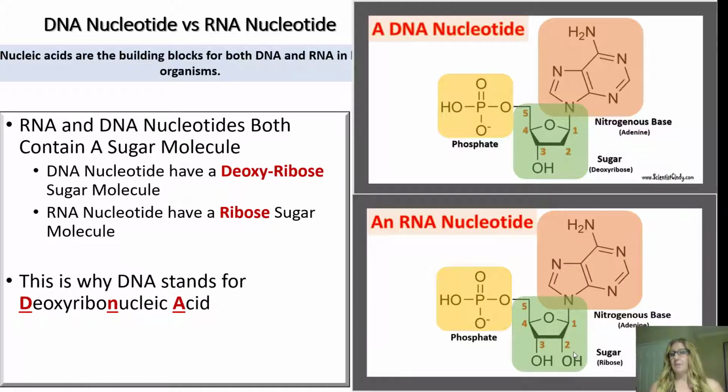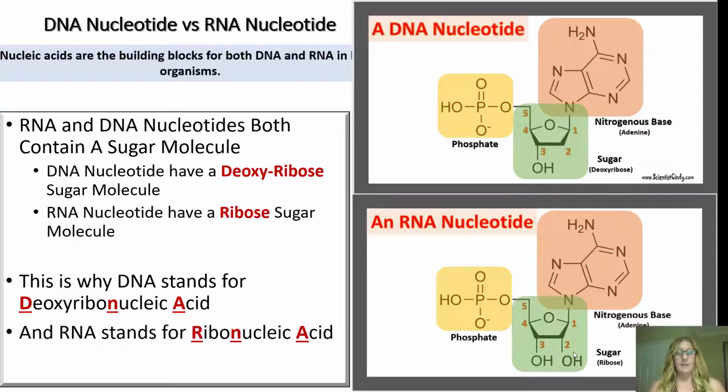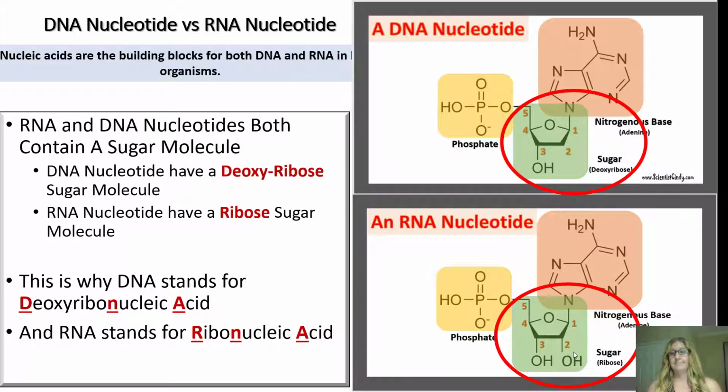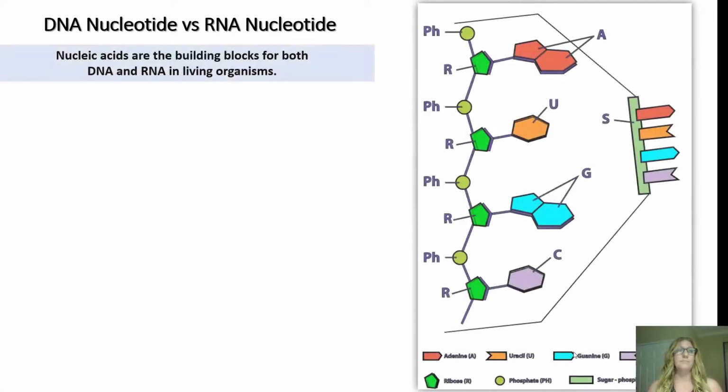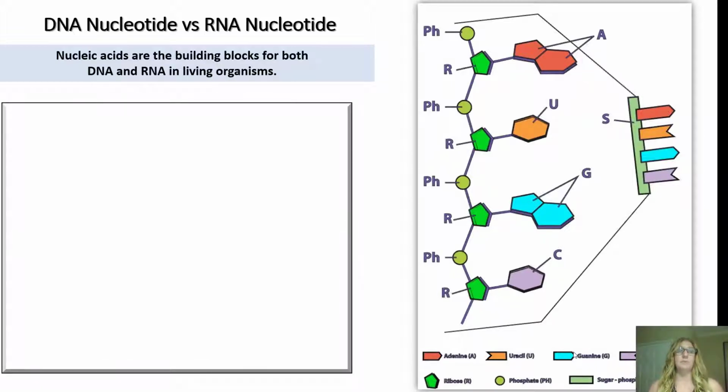So hopefully you've already made the connection, but in case you haven't, this is why DNA is called deoxyribonucleic acid. It's because of the deoxyribose sugar that makes up the nucleotide. And RNA stands for ribonucleic acid because it has the ribose sugar. So nucleic acids are the building blocks for both DNA and RNA in all living organisms.